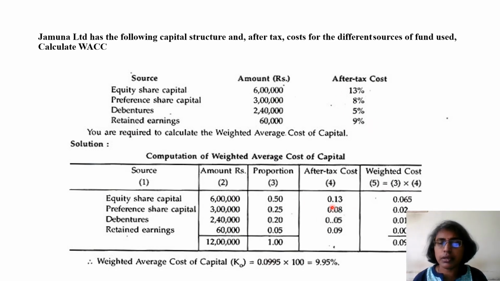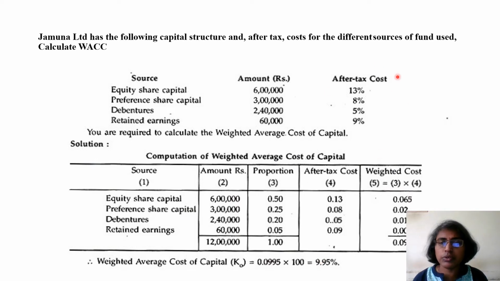The next step will be multiplying the proportion with the cost. That is third column multiplied with the fourth column. That will give you the weighted cost. 0.50 multiplied with 0.13, you will be getting 0.065. Similarly, 0.25 multiplied by 0.08, you will be getting 0.02. So like that, we need to multiply for all the four sources. Then we have to add all the weighted costs. If you add them together, you will be getting 0.0995. So this we have to multiply with 100 because weighted average cost of capital we have to show in the form of a percentage. So you'll be getting 9.95 percentage.